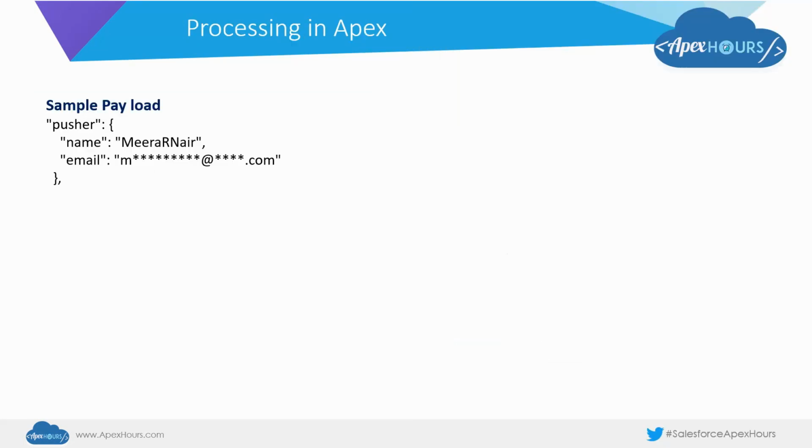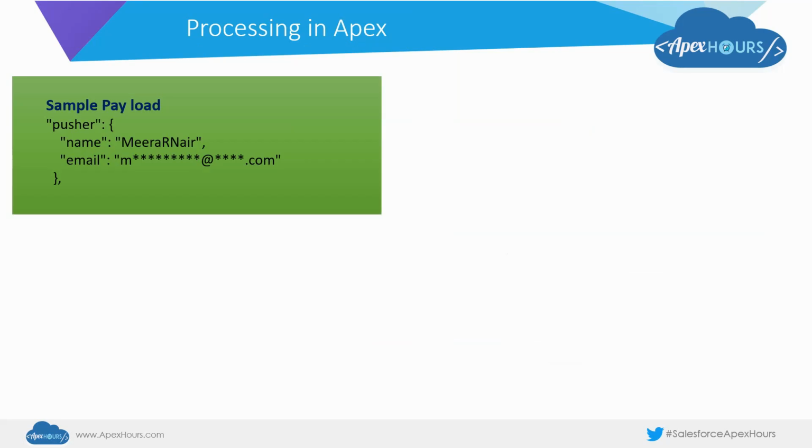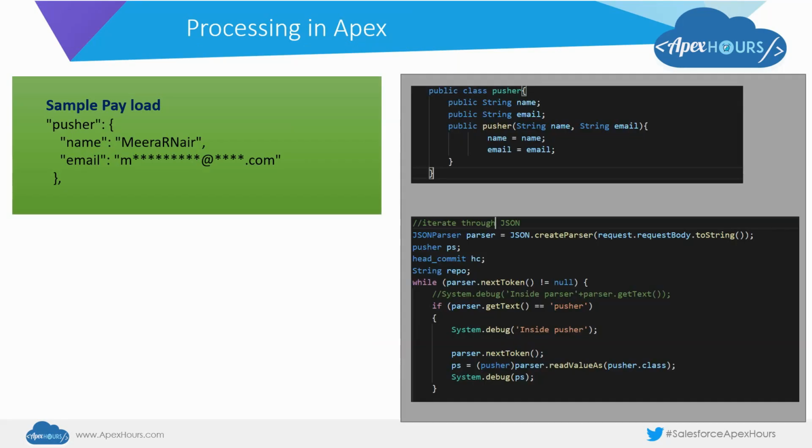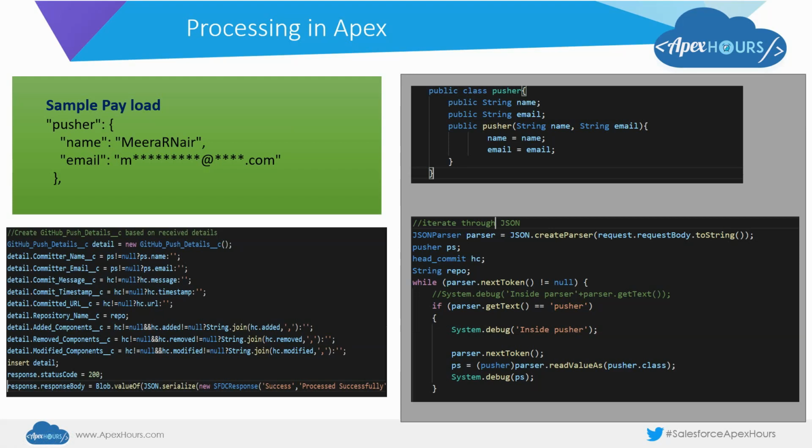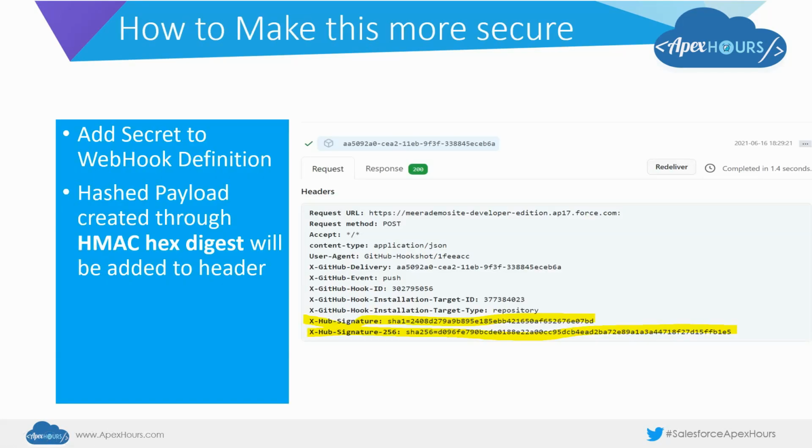This was a sample payload, like pusher details, where we were capturing name and email. And for that, like I mentioned, I have created an inner class, and within the Apex code, we have used the JSON parser to iterate over this particular payload to check if the text content is pusher. If it is pusher, I will be associating all the content inside that pusher to this particular inner class. That's how the parsing and mapping will be happening. And once the mapping is done, I will be associating all the details to this GitHub push detail record, and a new record will be inserted.